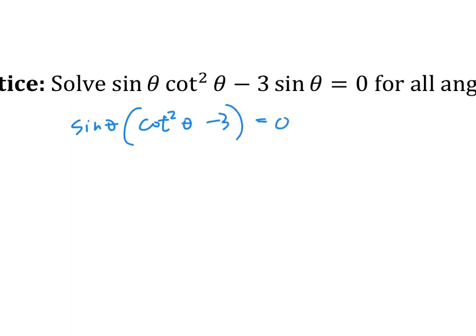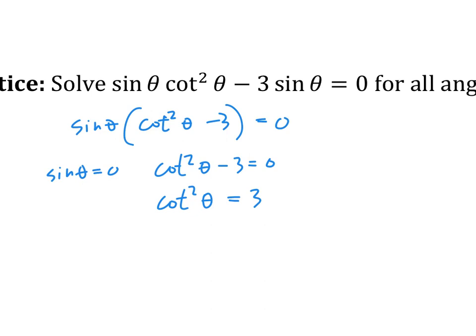Now that it's in the factor form, make each part equal to 0. All right, sine theta equal to 0. We solved that before, so you can just look at that yourself. This right-hand side part is a little bit trickier, so we're going to solve it. So cotangent squared is equal to 3.